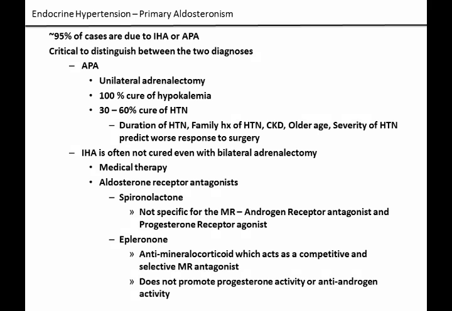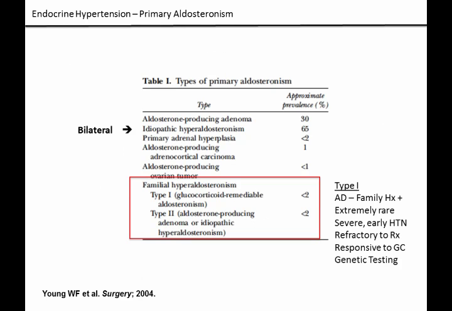Now, there are patients who are not going to go for surgery. They're too old. We think surgery would be risky. It's perfectly appropriate to give them aldosterone antagonists. So that's the main forms of primary aldosteronism.